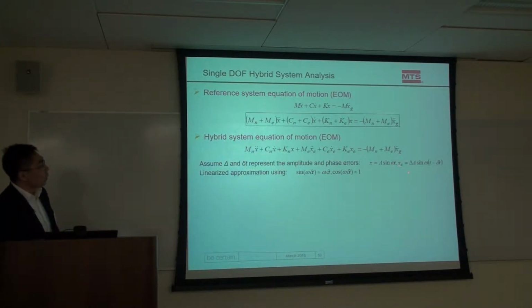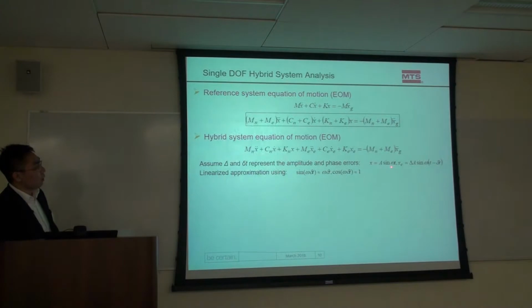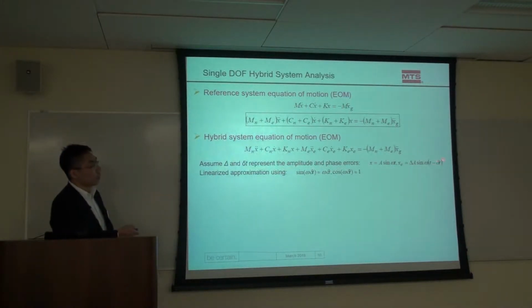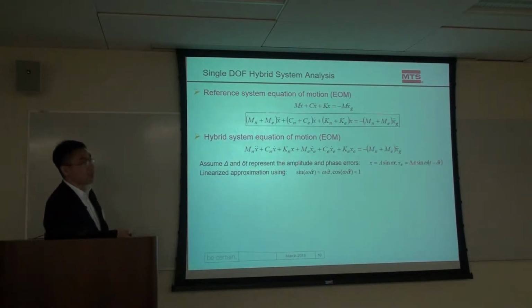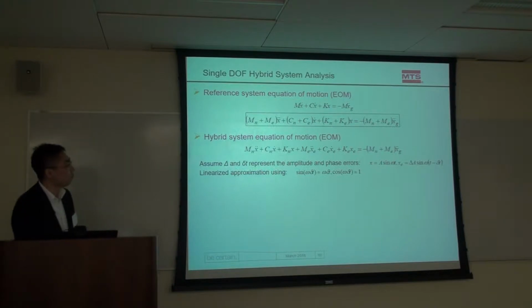So go a little bit further. We assume that your structure reference response is in this sinusoidal mode, where omega is the natural frequency of your system. So it's predominantly the response of that. And then we say this X_E is going to have some error. So this capital delta is the amplitude error. This small delta T is the phase error, right? So now they are different. That's the challenge we need to overcome.